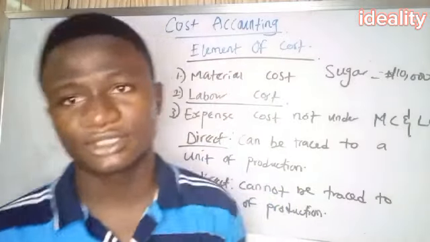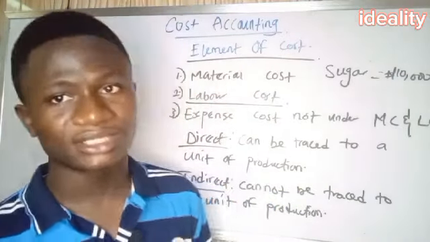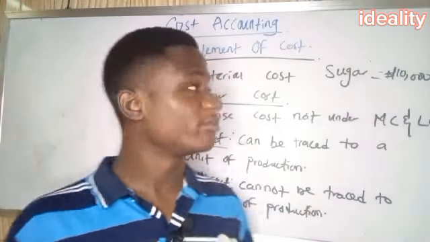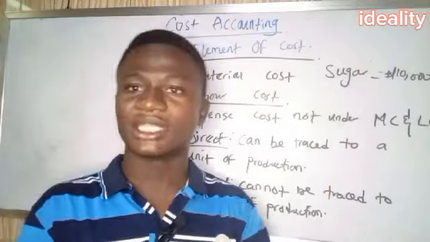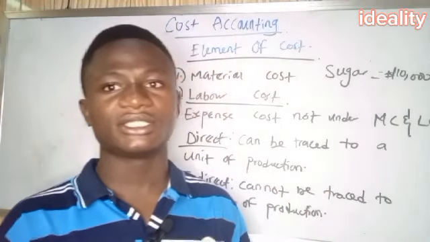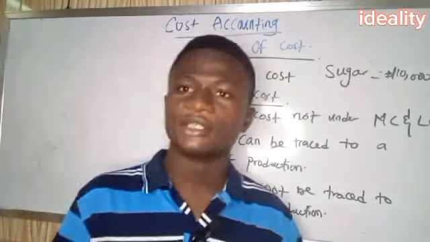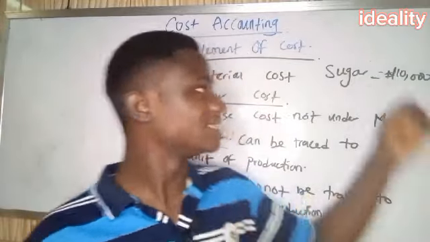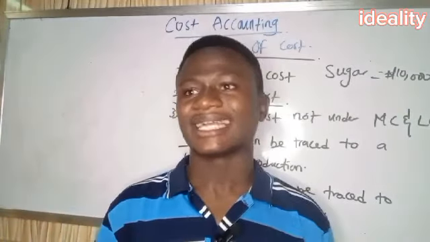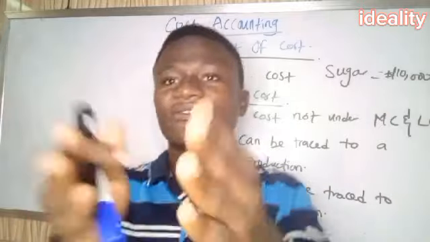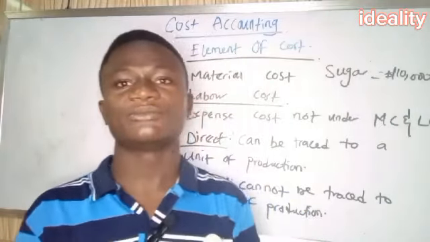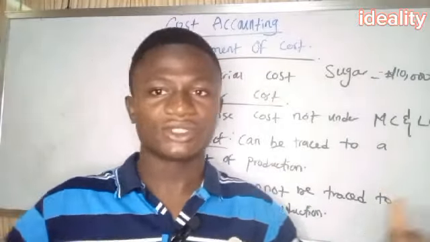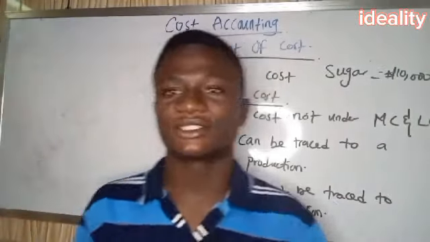Now if I ask you, the major reason for buying this sugar is to make cake, right? But in the long run, I've used this sugar to produce like four different things. This is an indirect cost, because I cannot say this is the one thing I use sugar for. A material that can be used for different or various things is called an indirect cost.